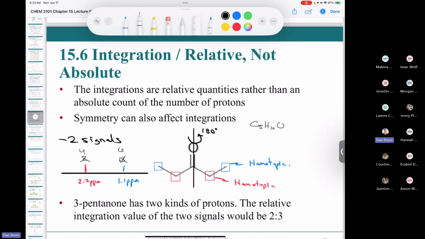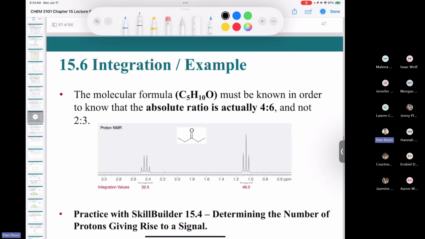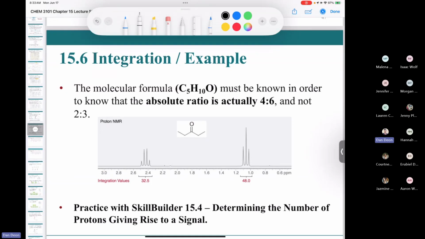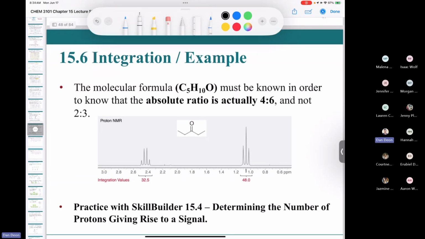It's just kind of more yammering on about the concept that we just looked at. We just get a relative number, but to figure out the exact number of protons, we need to have a molecular formula. All right, so here's the example of that compound. One of the chemical shifts, like I said, was around 1.1, and the other one looks like it's about 2.4 something. And like I said, there's a quartet and a triplet.